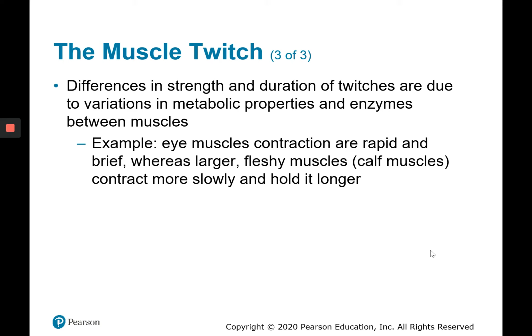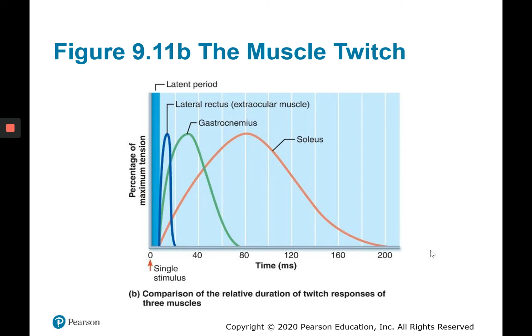And depending on the size of a muscle, or the enzymes or the amount of nutrients reserved in different muscles, muscles will contract and relax at different rates. Here are 3 examples. We can see that the smaller lateral rectus muscle is able to contract and relax quicker than the larger gastrocnemius and soleus muscles.